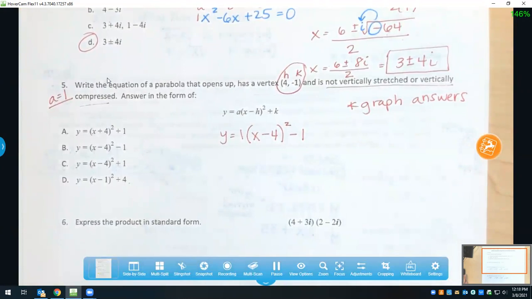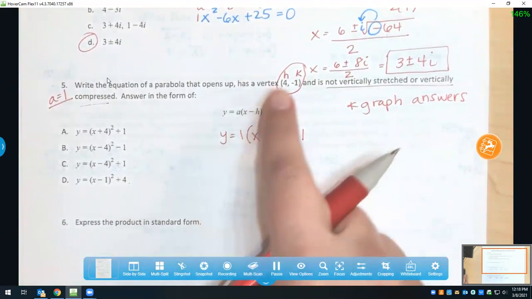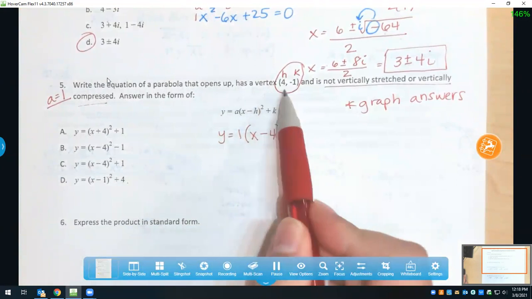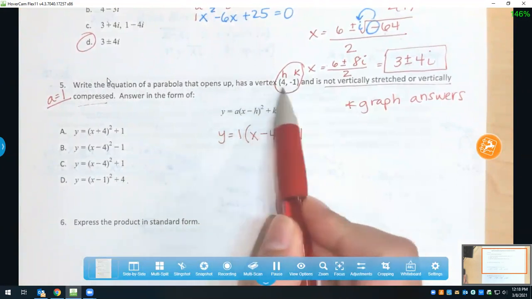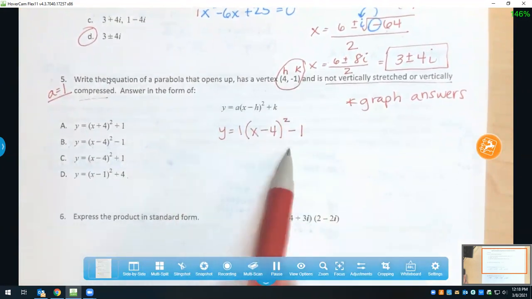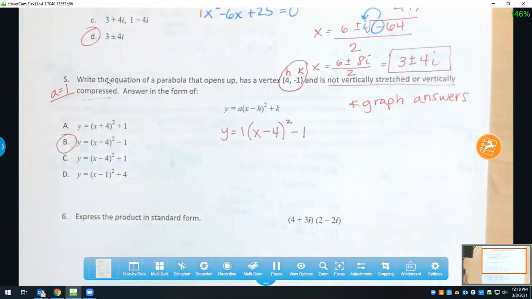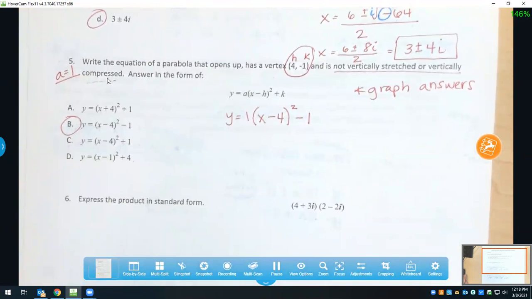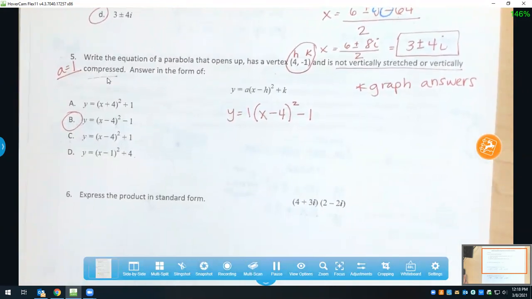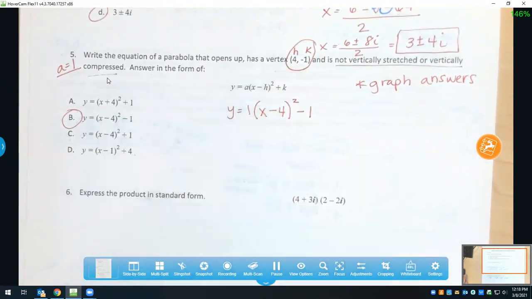So you can graph them and see which one is true, or you can connect that the vertex, that's (h, k). That's what the coordinates of the vertex always are. And so making that substitution for this one should be B. Okay, so not as scary as it might sound, you just need to know that h and k are the vertex coordinates.